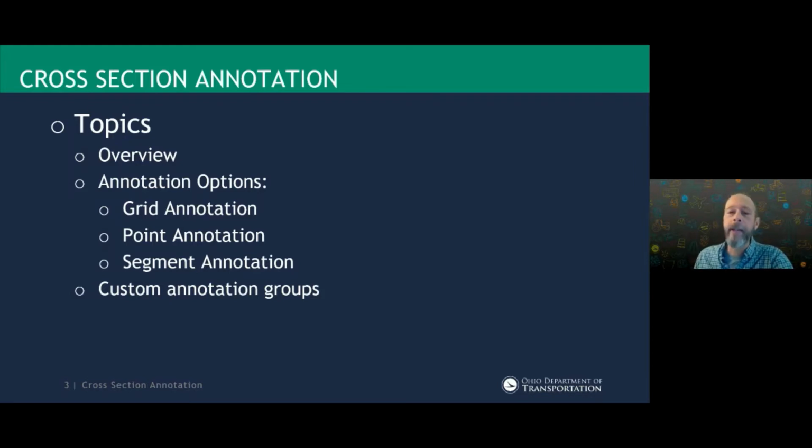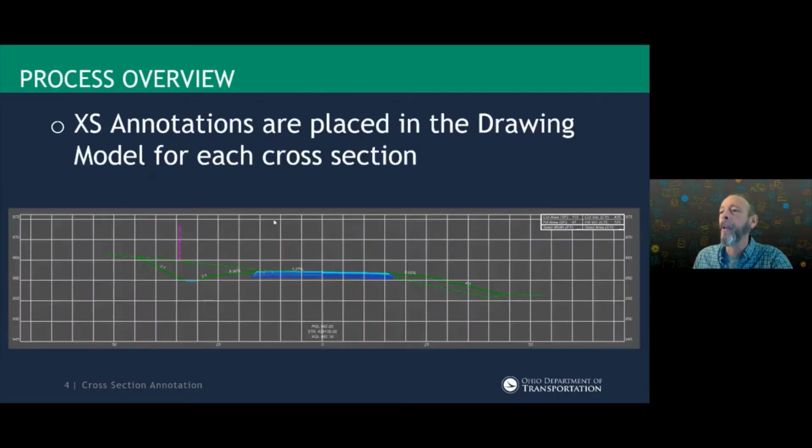The ODOT annotations tend to be pretty generic and address a lot of scenarios, but it's not going to address everything, and you may have to make some customizations. So just as an overview of the process, the cross-section annotations are placed in the drawing model for each cross-section, and that includes a grid for the cross-section. There's an example there of a typical cross-section in the drawing model.